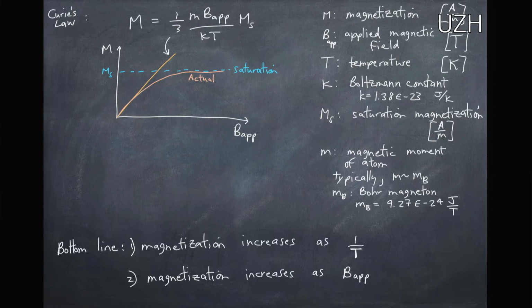So what's the bottom line? The bottom line is that magnetization increases as the temperature decreases, like 1 over T, and the magnetization increases as the applied magnetic field increases. So what we want to do is decrease the temperature of our nails.